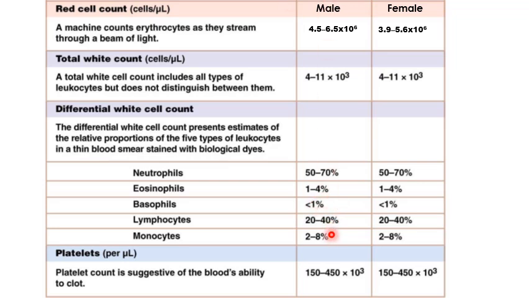And then lastly, if we look at your platelet counts, both males and females will have about 150 to 450,000 cells per microliter. And any decrease in this number of platelets would influence your ability to form proper blood clots.